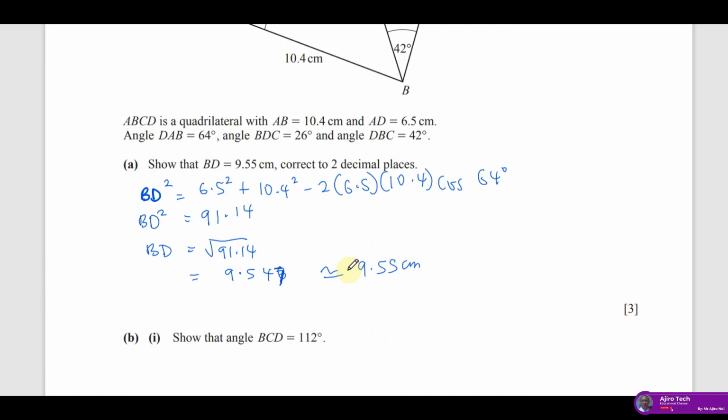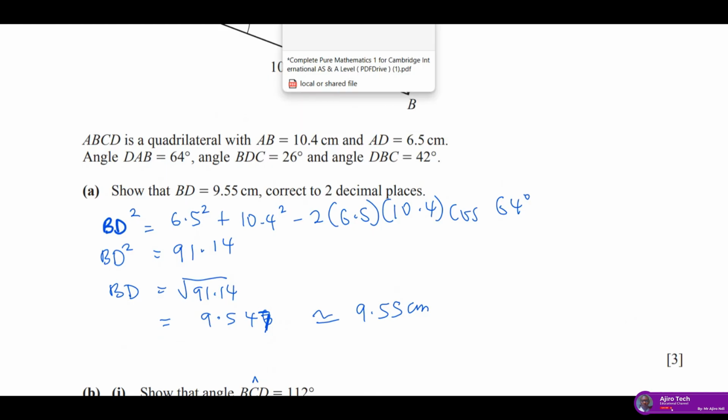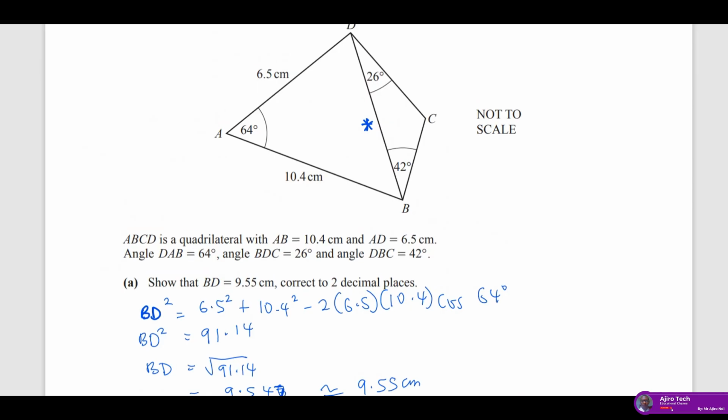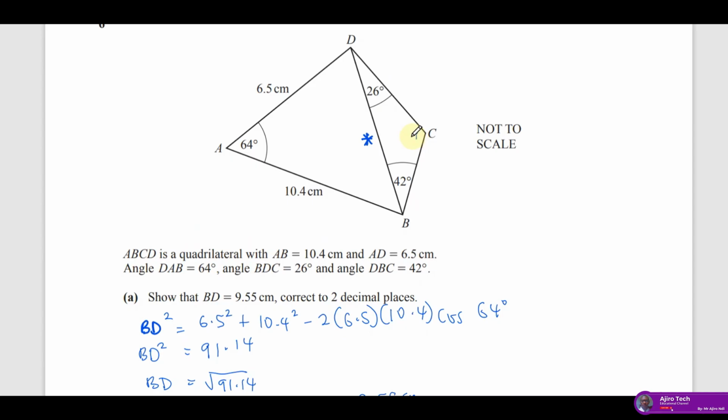Show that angle BCD, the angle at C, is 112. So now angle BCD is the angle here. First of all, we've got this one to be 9.55. We want to show that this angle is 112. Now this angle is in a triangle that has 2 other angles given, 26 and 42. So just subtract these 2 from 180, you get your angle BCD.